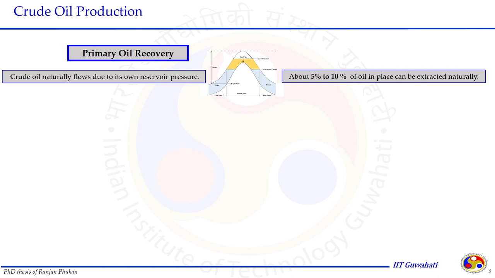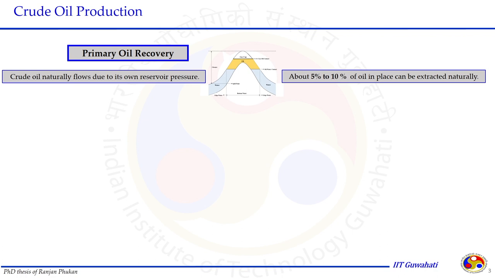When we look at the crude oil production system, crude oil production from a reservoir happens in 3 stages. Primary oil recovery mostly happens because of the natural pressure in the reservoir domain that is pushing the fluid towards the production well, and then from the production well to the surface. This happens by the naturally occurring pressure in the reservoir domain. Around 5 to 10% of the original oil in place, the OOIP, is recovered by this natural process only.